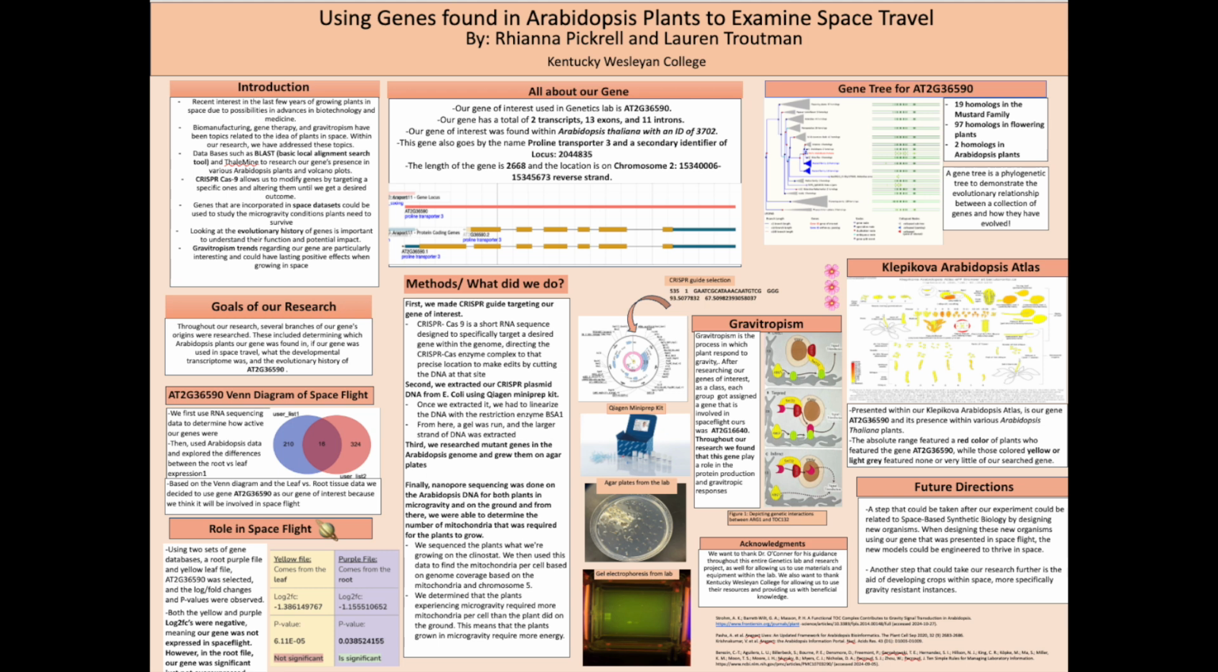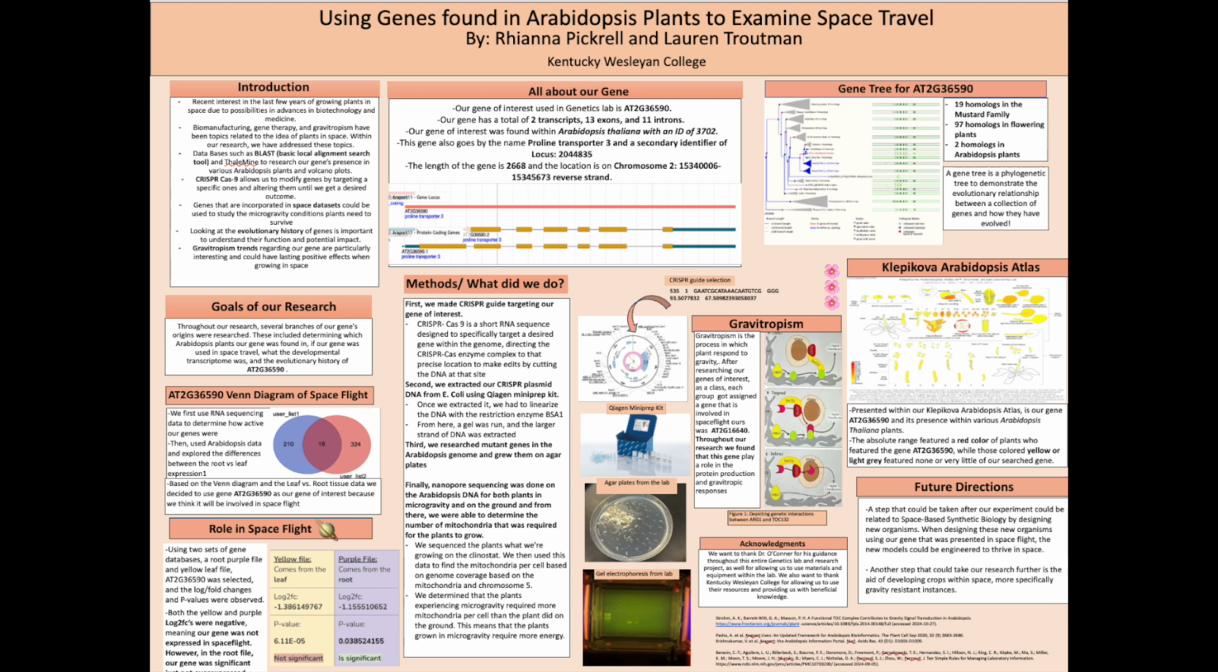Okay, so now we're going to be talking about some of our goals that we found through our research. Several branches of our gene's origin were researched. These included which Arabidopsis plant our gene was found in, if our gene was used in space travel, what the developmental transcriptome was, and its evolutionary history.